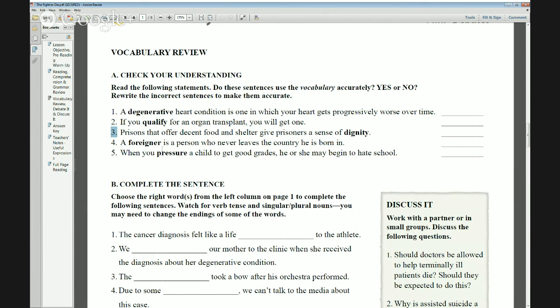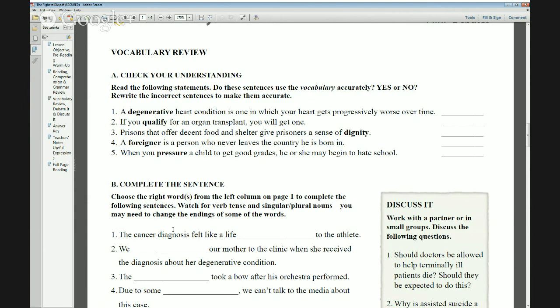Okay, so thirdly, prisons that offer decent food and shelter give prisoners a sense of dignity. Yeah, that's true, isn't it? Fourth sentence, a foreigner is a person who never leaves the country he is born in. No, that's actually the opposite. A foreigner is a person who is in a country that he or she was not born in or is not a citizen of. Okay, and lastly, when you pressure a child to get good grades, he or she may begin to hate school. Yeah, unfortunately, that's true. So we have to be very careful with our children not to pressure them, because they will start hating it.